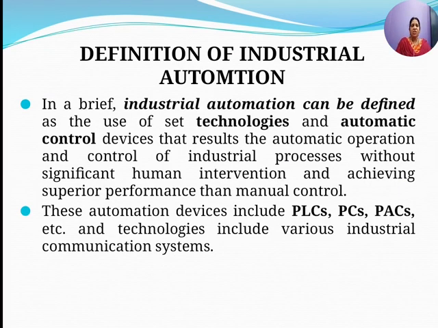The definition of industrial automation. In brief, industrial automation is defined as the use of a set of technologies and automatic control devices that results in the automatic operation and control of industrial processes without significant human intervention, and achieving superior performance than manual control.